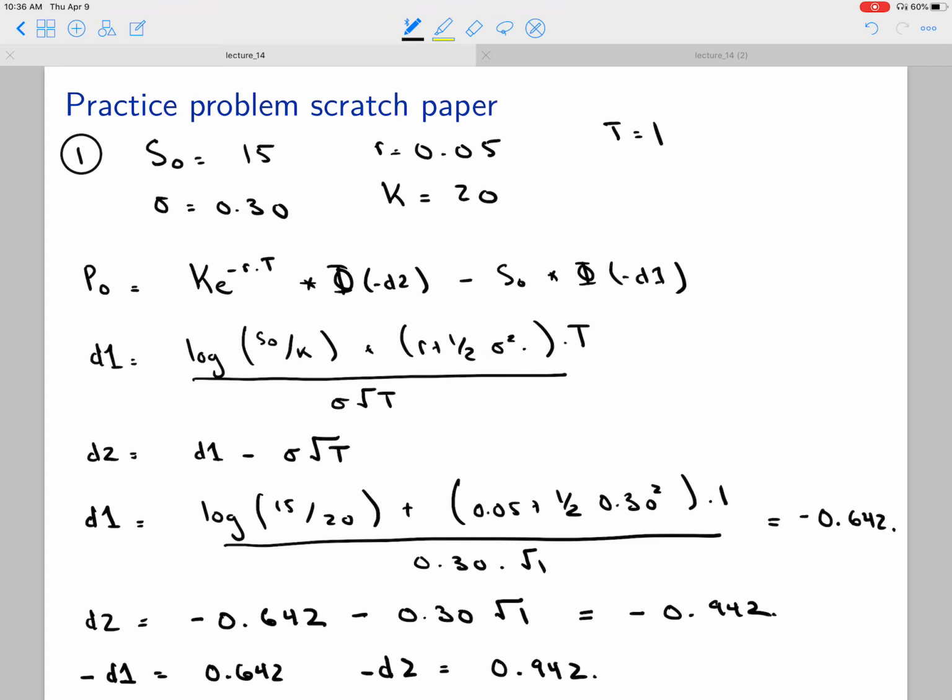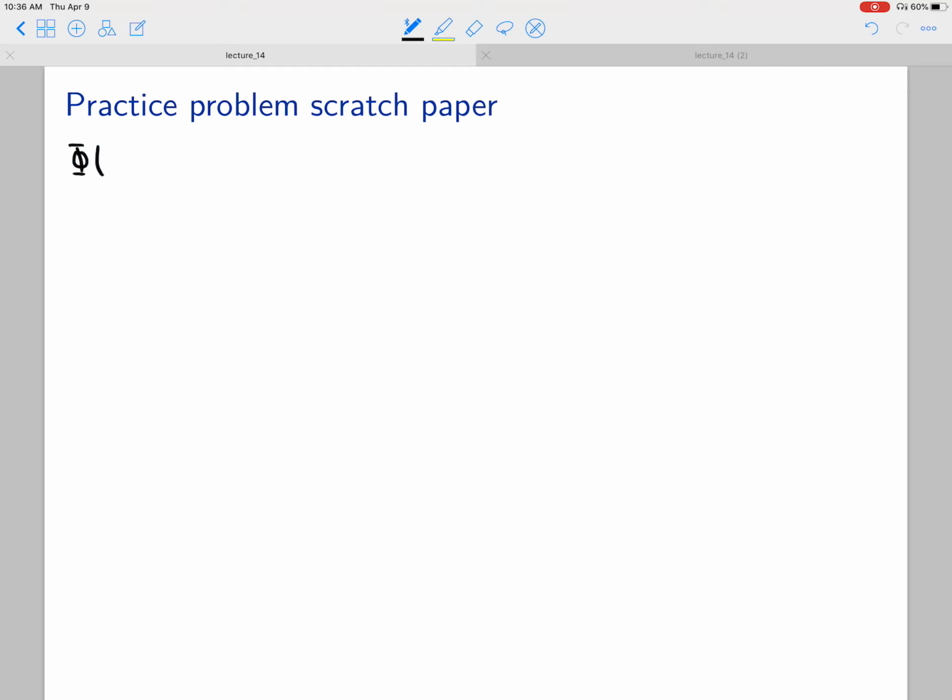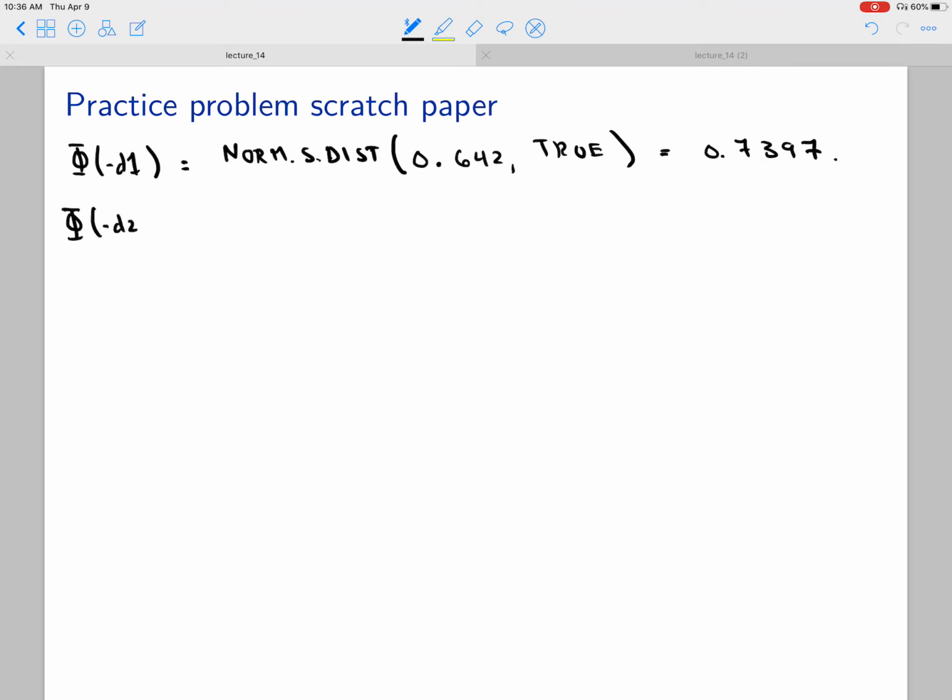Okay. We have the D1s and D2s. Next step, step 2, is to compute the phi's. Phi of negative D1, let's start with that one. Many ways to do this. You could numerically integrate it yourself. You could look at the Z table. My preferred way in this class, norm.s.dist. Okay, negative D1 is what? 0.642. What's the second argument? It's true. It says CDF, not PDF. Okay, what is this equal to? It's a number between 0 and 1. Okay, 0.7397.